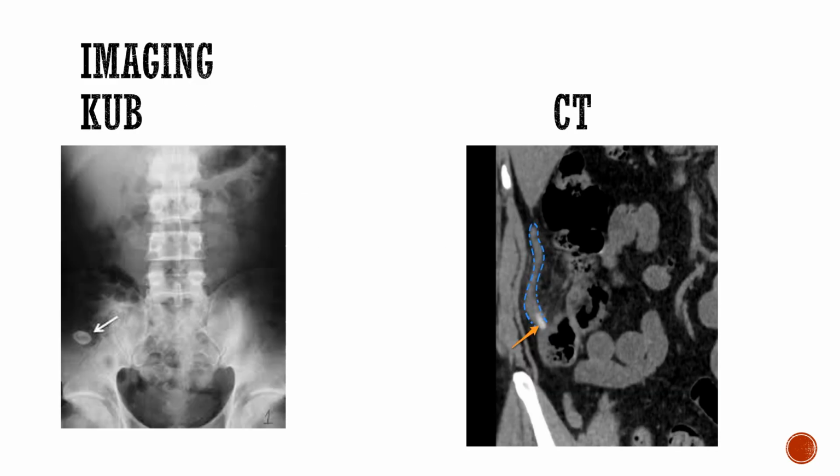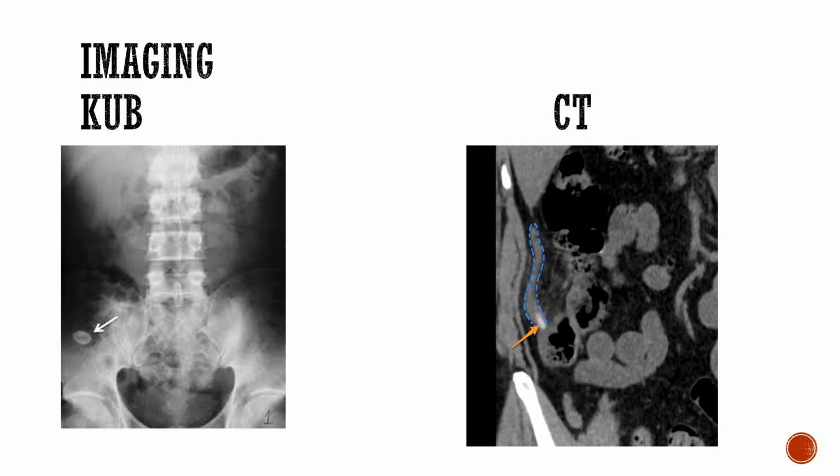These are two examples of some imaging that can be used to help in identifying a diagnosis of appendicitis. On the left is the KUB, or plain film. This is an X-ray of the abdomen, and you can see the object the arrow points to. That's a fecalith, a hardened piece of feces that is blocking the appendix.